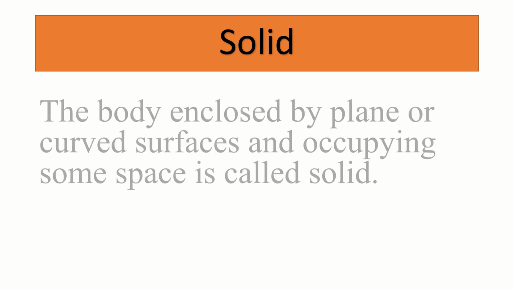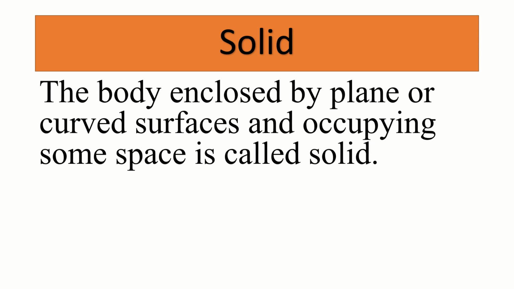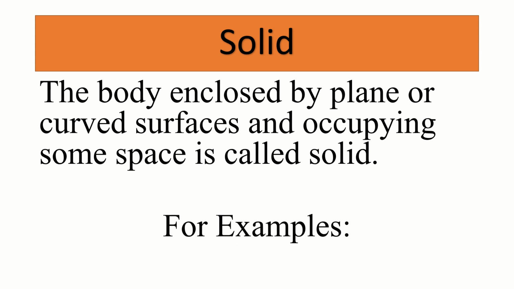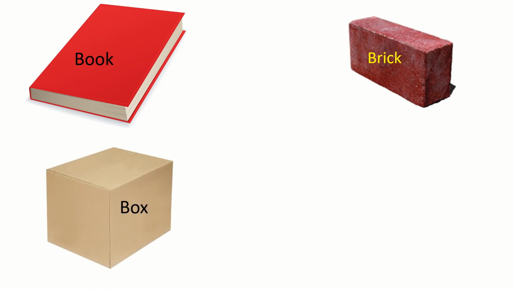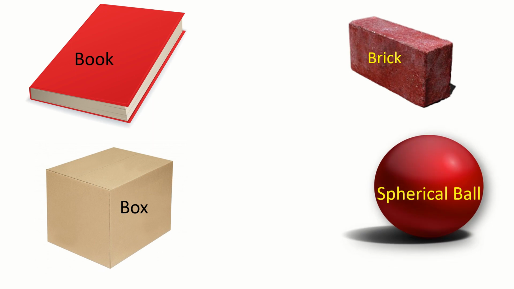Definition of solid. The body enclosed by plane or curved surfaces and occupying some space is called a solid. For examples, a book is a solid, a brick is a solid, a box is a solid, a spherical ball is a solid. Okay.